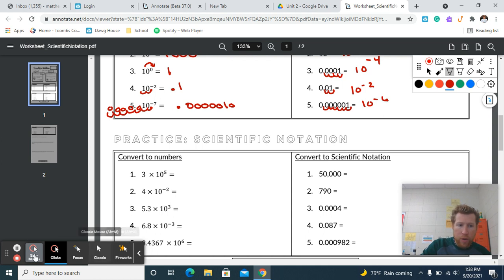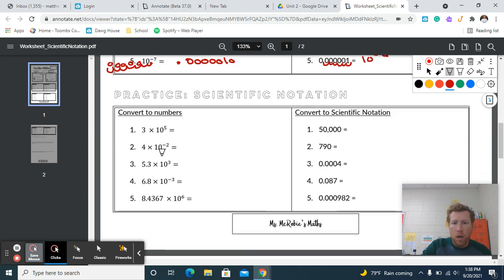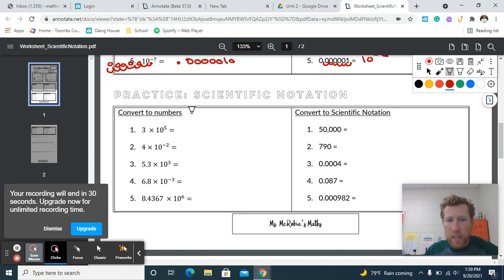All right, if we come on down to the practice part of it, we see that we've got the regular numbers, and we'll call this standard form, and then we've got scientific notation. Oftentimes we'll go back and forth between scientific notation and standard form. We're given scientific notation here on this one, and we want to convert it to standard form.